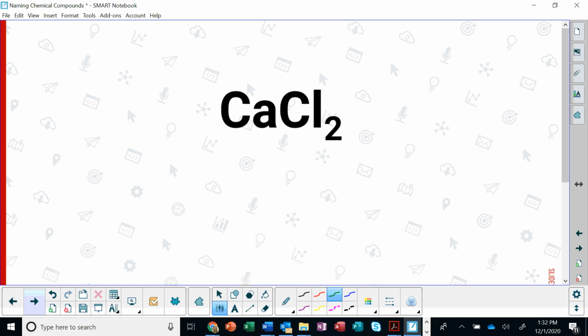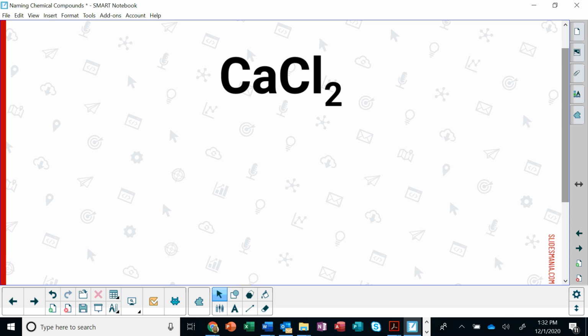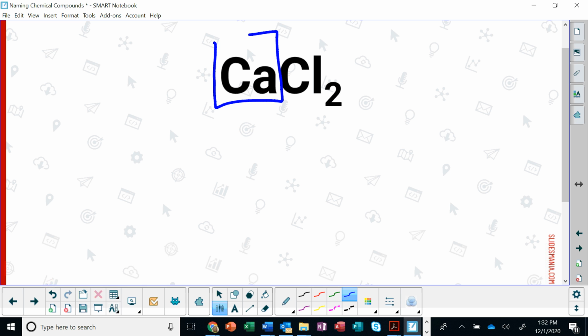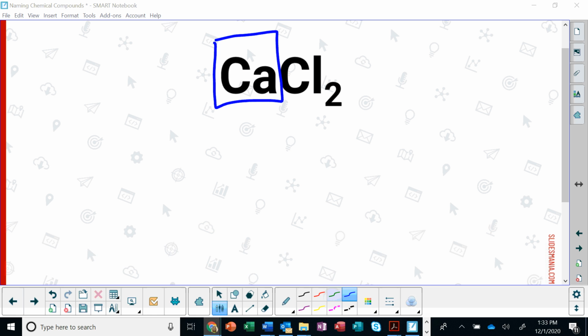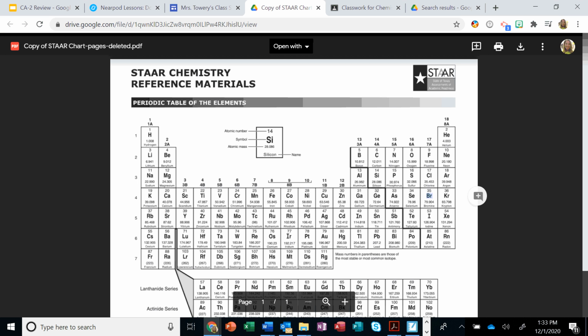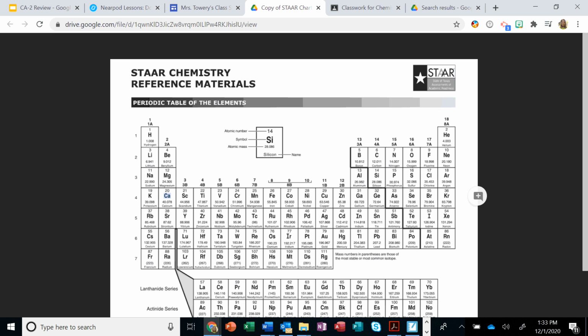Let's try another one. So we're going to see first, again, decide if this compound is going to be ionic or covalent. So I'm going to look at my first element and see, is my first element a metal or a non-metal? I go over here in my periodic table, I look for, there it is, Ca. Ca is in group 2, period 4. Okay, so it is right there. So that means it's a metal.